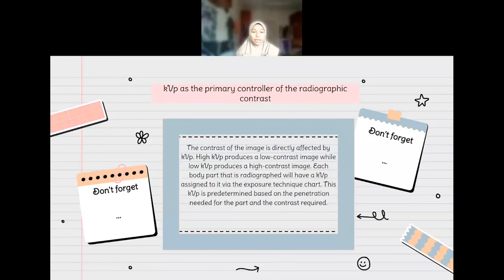Next is kVp as the primary controller of the radiographic contrast. The contrast of the image is directly affected by kVp. High kVp produces a low contrast image, while low kVp produces a high contrast image. Each body part that is radiographed will have a kVp assigned to it via the exposure technique chart. This kVp is predetermined based on the penetration needed for the part and the contrast required.